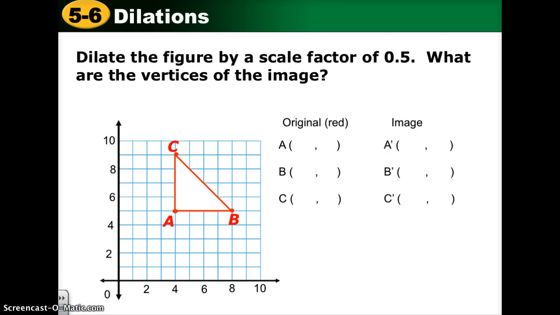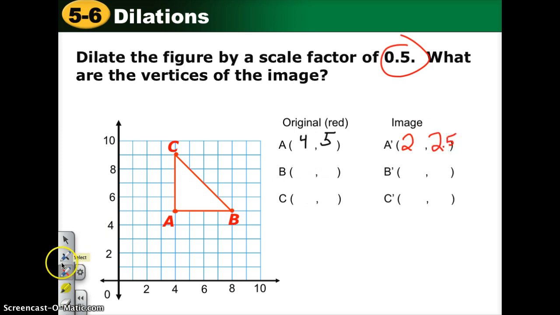Dilate the figure by a scale factor of 1/2. What are the vertices of the image? We can also dilate, even if it's not side lengths, we can do the same thing for vertices. So we need to start with the original points. First, we need to figure out what are the coordinates of A, B, and C. A would be located over 4, up 5, so at the point 4, 5. If we dilate that by a factor of 1/2, that means we multiply both those numbers by 1/2. Half of 4 would be 2. Half of 5 would be 2.5.